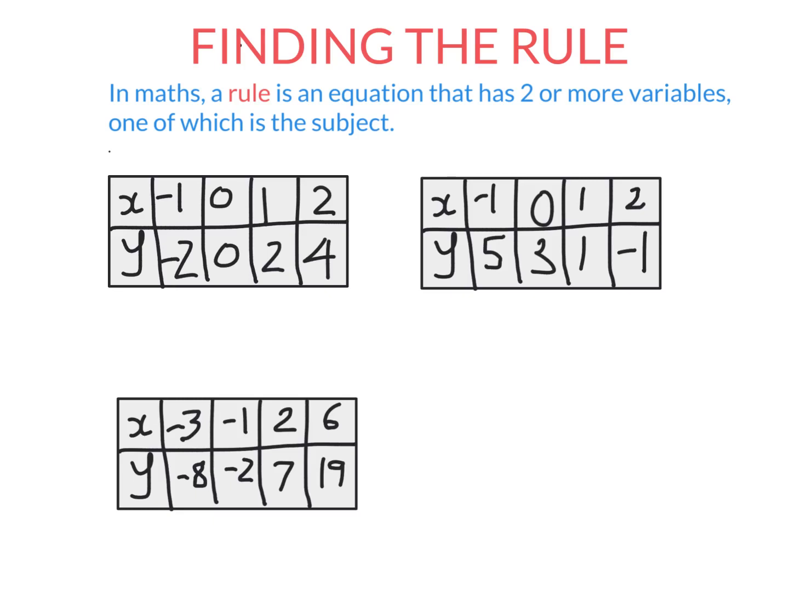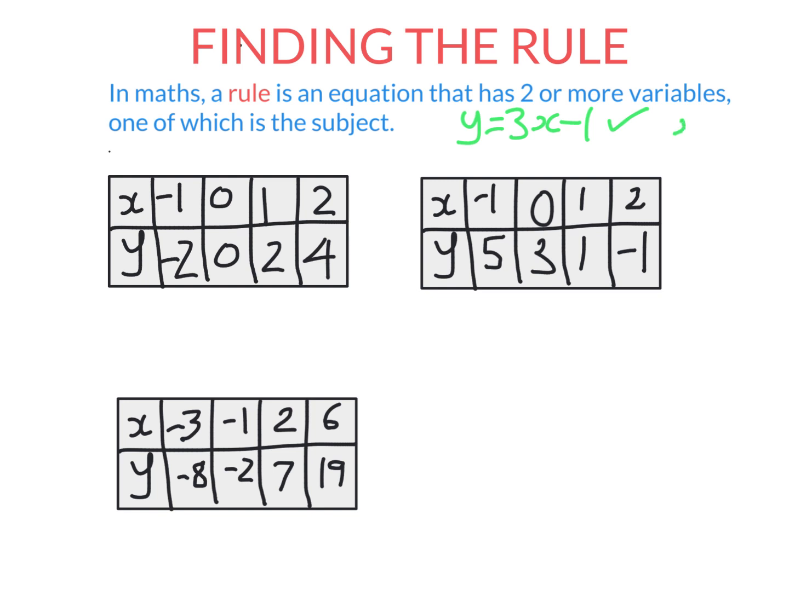Thank you so much for tuning into this video in which we will look at finding the rule. But to find the rule, we need to know what a rule is. In maths, a rule is an equation that has two or more variables, one of which is the subject. So subject of the equation means it's by itself. So for example, something like y equals 3x minus 1, that is a rule. It has two variables, and y is the subject of the equation because it's by itself.